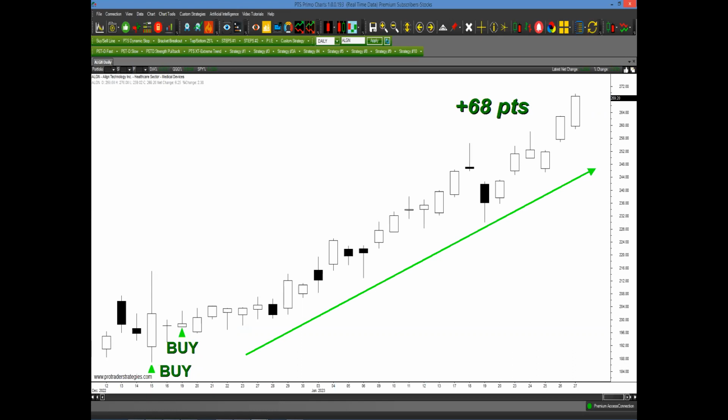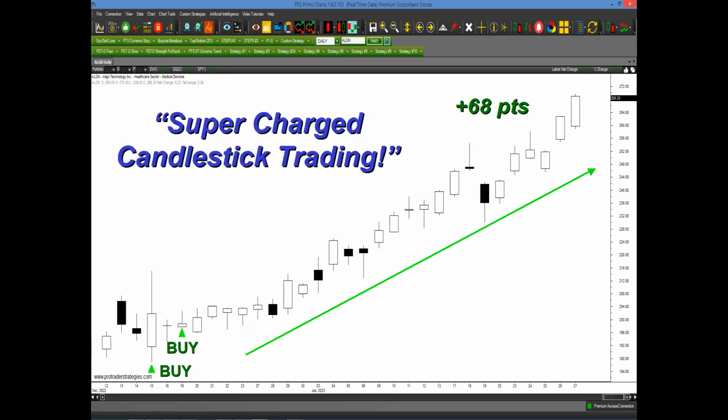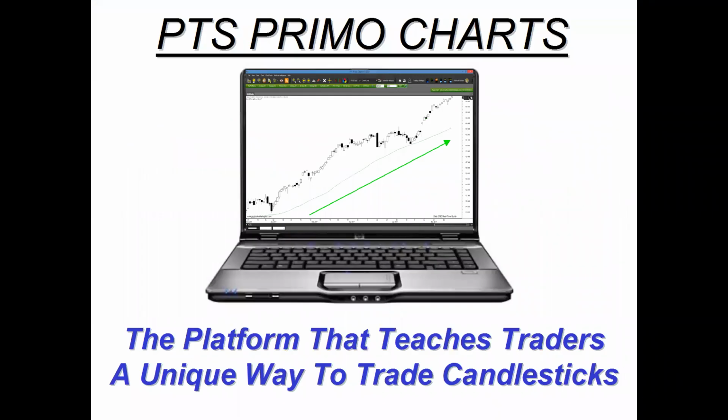So this is the topic of discussion today. We're going to be talking about supercharged candlestick trading and how it can really help affect your trading and take it to the next level. The great thing about this is that it's easily applied on our platform, the PTS Primo charting platform, that teaches traders a unique way to trade these candlestick patterns.